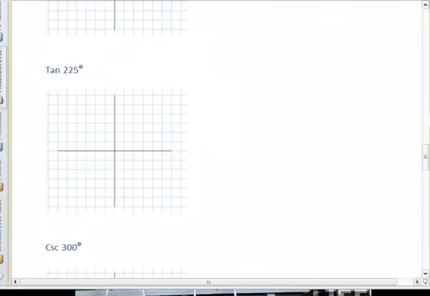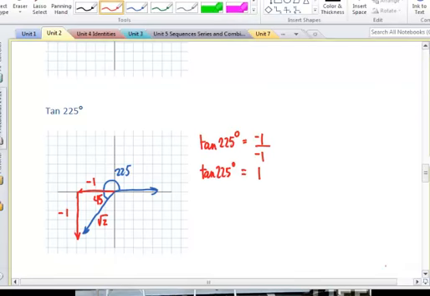Next one, tangent of 225 degrees. I'm going to pause, and I'm going to let you guys take a moment to try this out and draw it up yourself. Okay, I did the problem while you guys were working on it, and here's the answer. So hopefully, if you need explanation, we'll just go through it real quick.